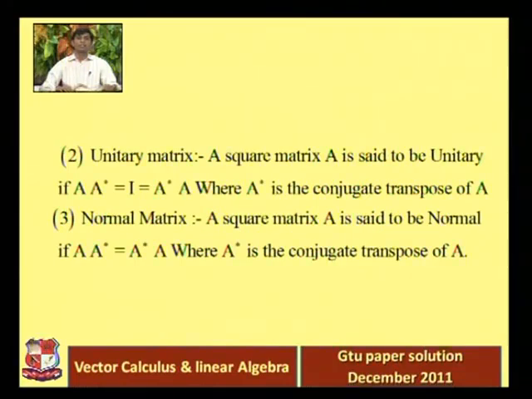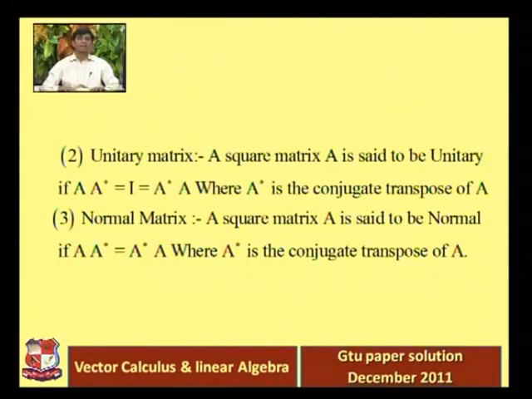Now next is a unitary matrix. A square matrix A is said to be unitary if A into A star is equal to the identity matrix, equal to A star into A, where A star I already defined using the example. You can also understand the meaning of A star: that is the transpose of the conjugate matrix, right, or the conjugate of the transpose of A.